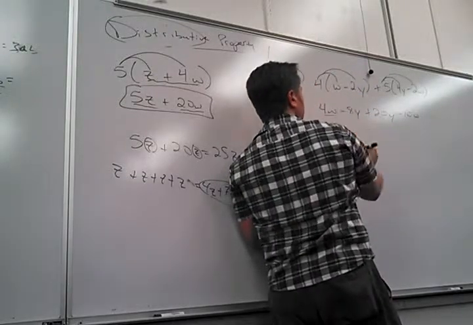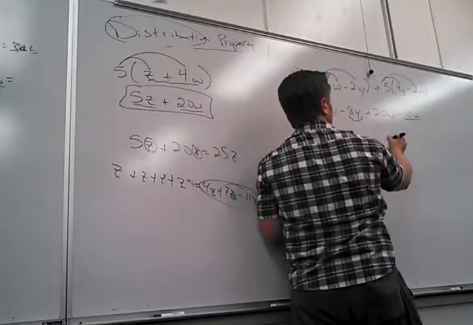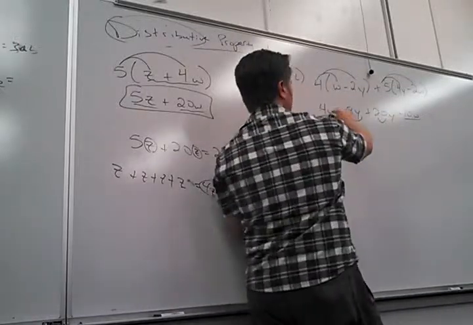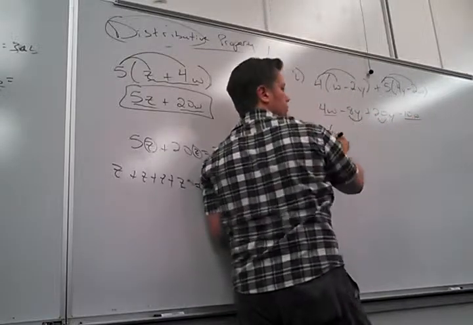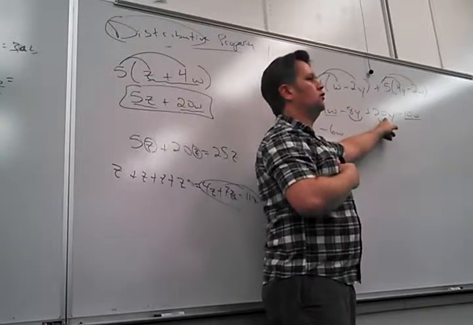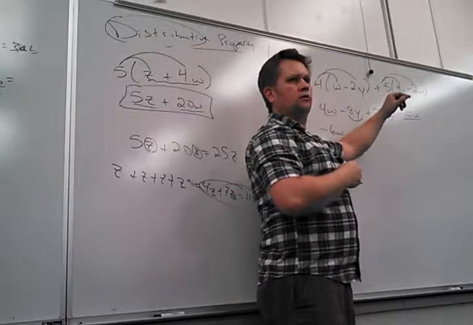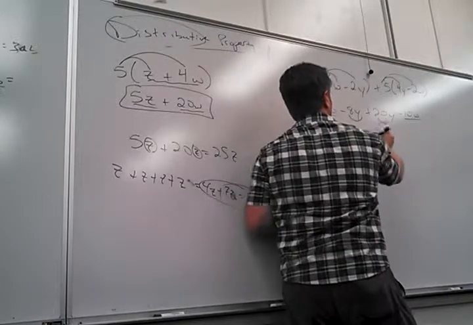What's like with this guy? The 10 w's. And what's like with this guy? 20. So what's 4 w's minus 10 w's? Good. Negative 6 w's. And what's negative 8 y's plus 20 y's? Careful, the bigger one is positive. So plus 12 y.